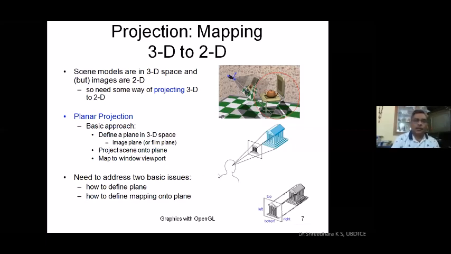So we have to address two basic issues here. How to define the plane? How to define the mapping onto the plane? How to convert a point in the world coordinate system exactly to a point on your XY system, X, Y, Z. So we are making use of these two issues. If you address the problem of converting from 3D to 2D, it will be clear.